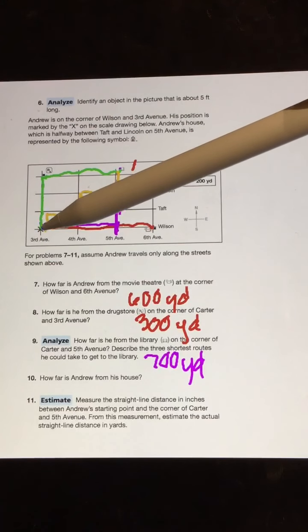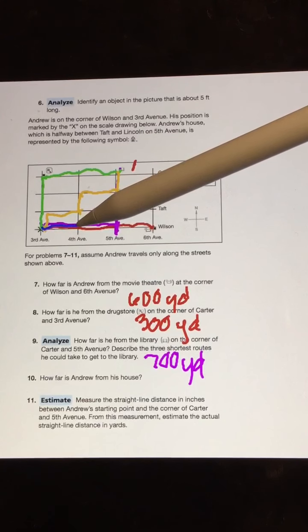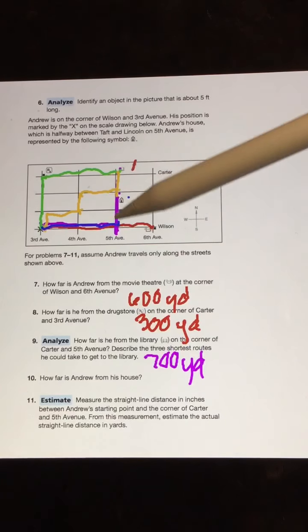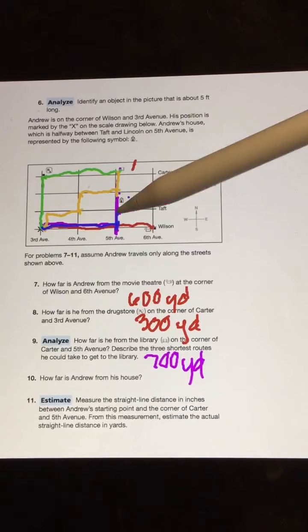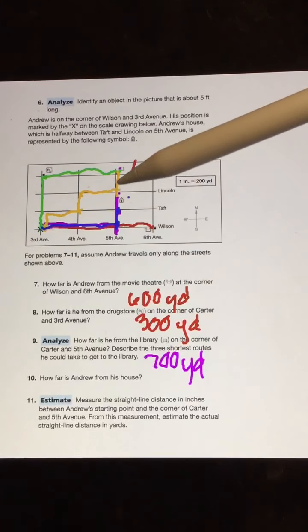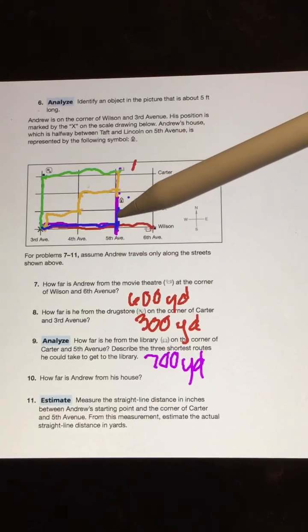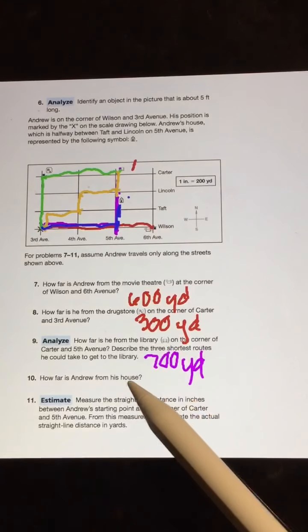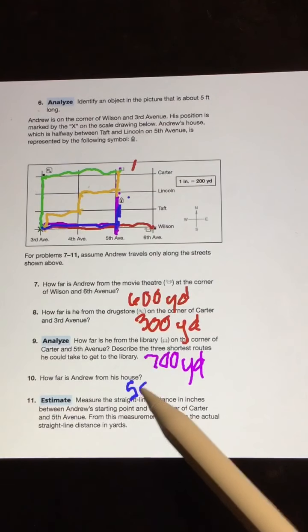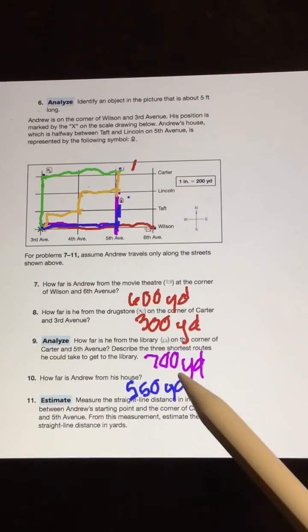So Andrew is going to go this direction. He's going to go 200, 400, 500, and he's halfway in between. So half of 100 is 50. And there is Andrew at his home. It took him 550 yards to get home.